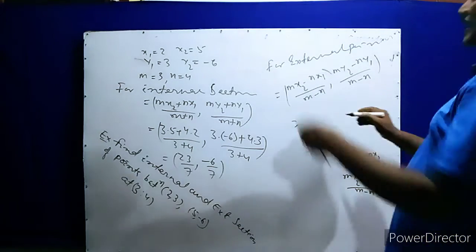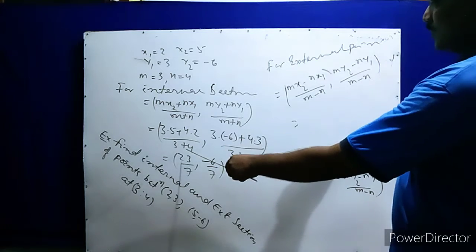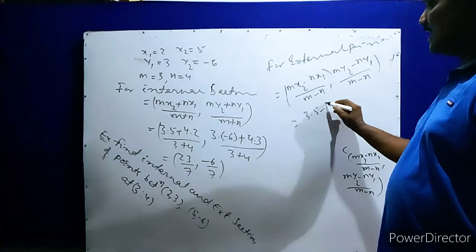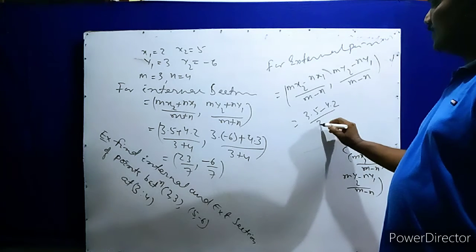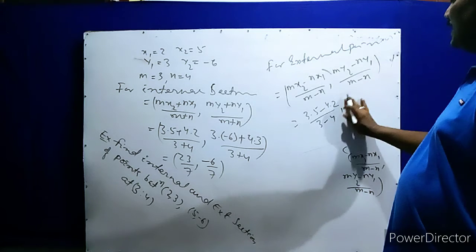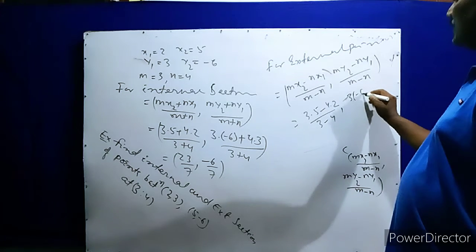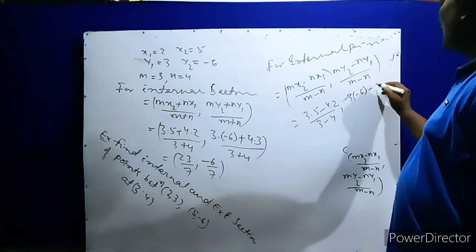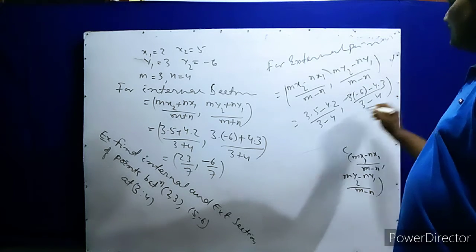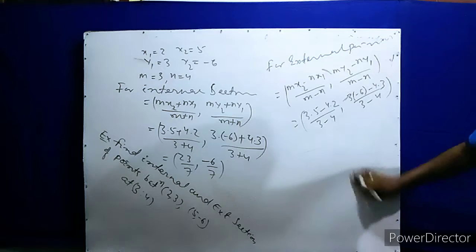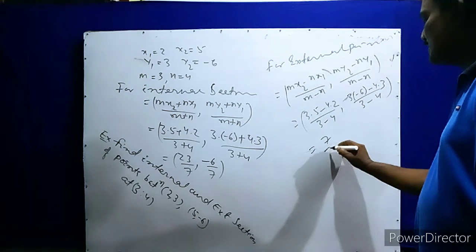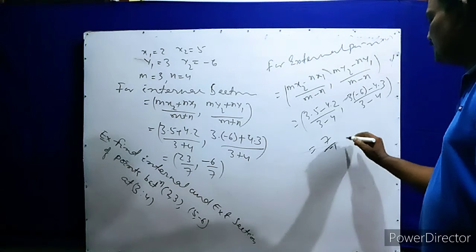You will get, again you put this value instead of this plus, you just put minus 3 into 5 minus 4 into 2 by 3 minus 4, comma, minus 3 into minus 6 minus 4 into 3 by 3 plus 3 minus 4 again. So here you will get 15 minus 8 equal to 7, 7 by minus 1.